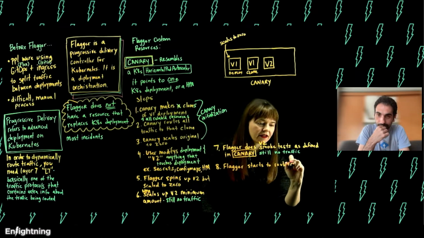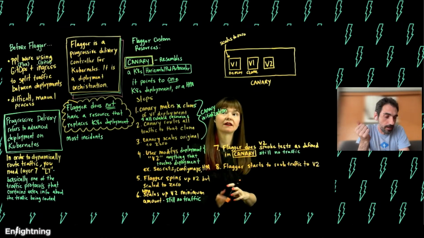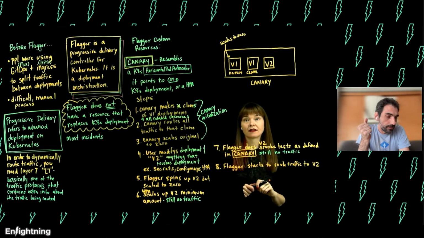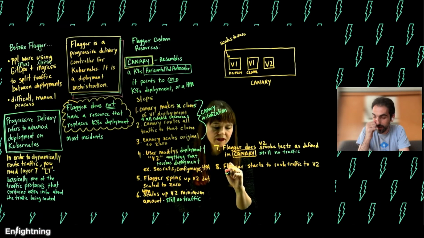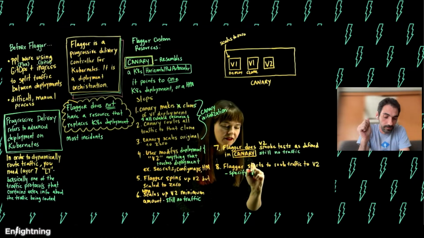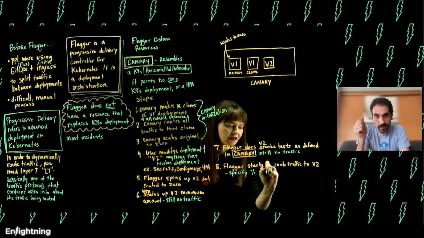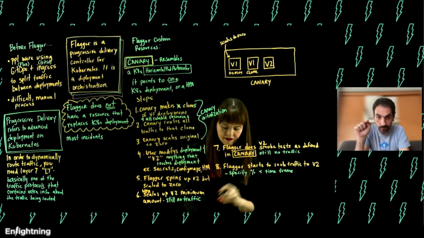Okay. And here you can specify a percentage and a time frame. You can say every 5 minutes, route 5% plus 5% to the new version.